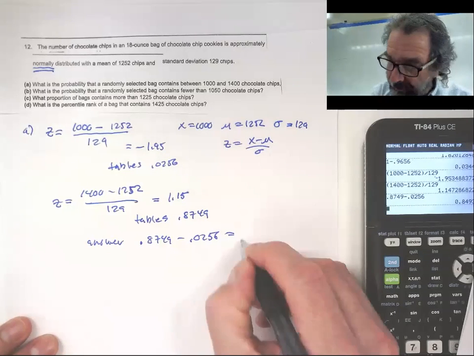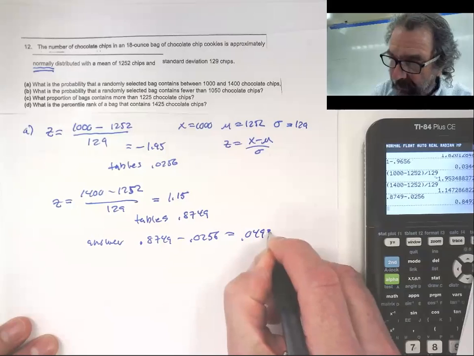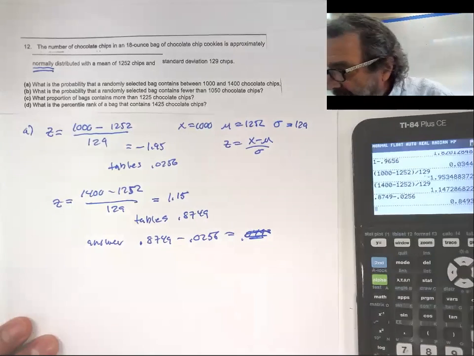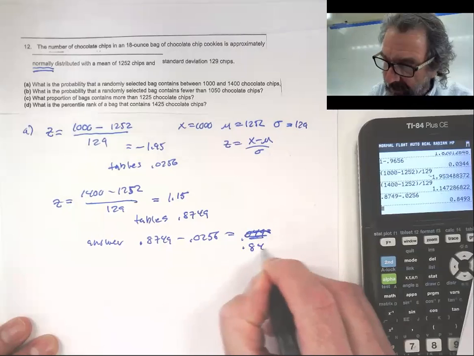Sorry, can't be right. 0.8493. 0.8493, okay.